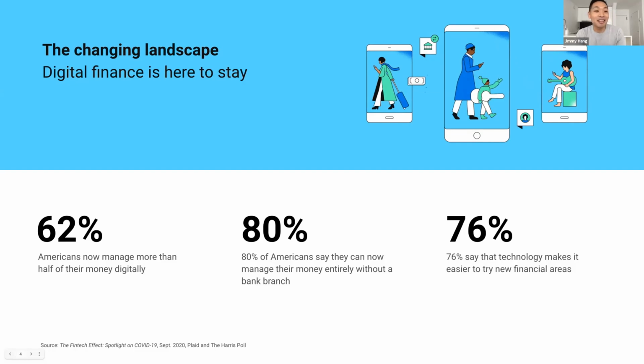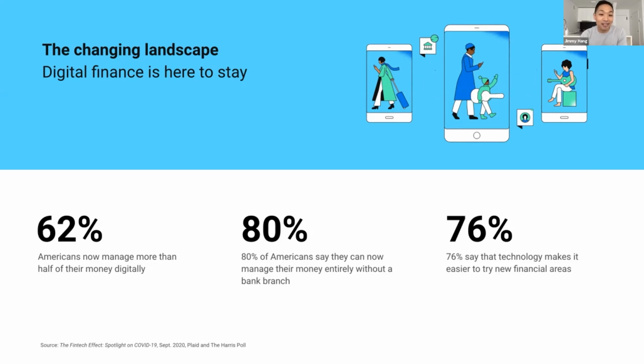Now that you've met the team, let's set the stage for why we're all here today. I think we all recognize that digital finance is in high demand as consumers are shifting more of their financial and banking needs online. This was especially true during the pandemic as more people had to stay at home. Back in the fall of 2020, Plaid partnered with Harris Poll to survey 2,000 US adults on whether they were using fintech, how, and why. We found some really encouraging stats, such as 62% of Americans are managing a good portion of their money digitally, and over 80% of Americans are managing most, if not all, of their money without visiting a bank branch.